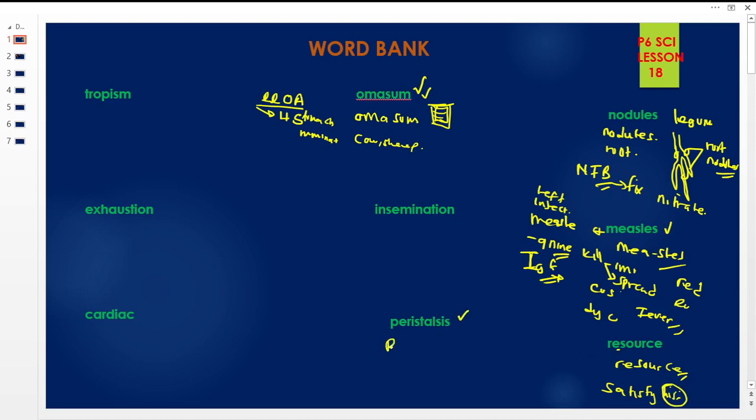So we have another word here. It is peristalsis. The word is peri, then stal, then sis. The word becomes peristalsis. What is peristalsis? Peristalsis is the downward movement of food along the alimentary canal, aided by wave-like contractions and relaxation of those muscles.